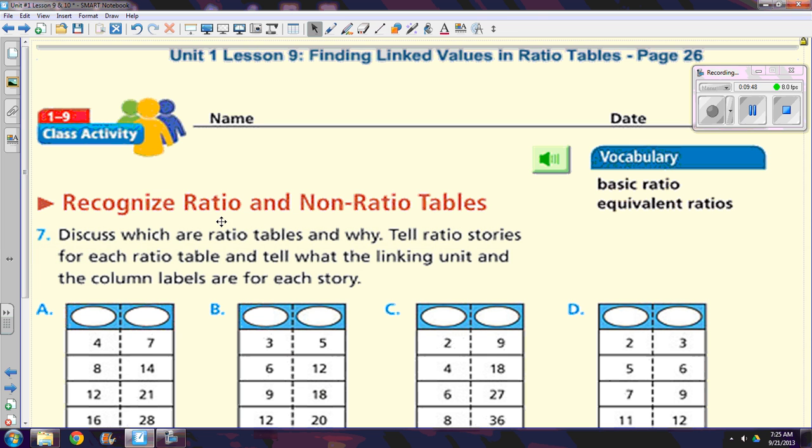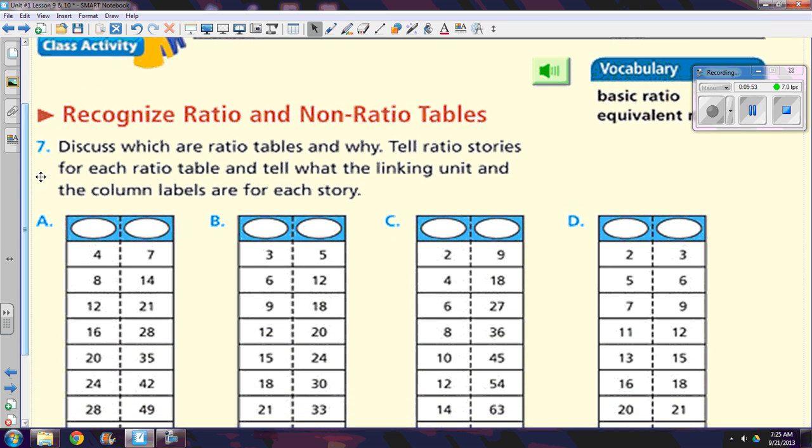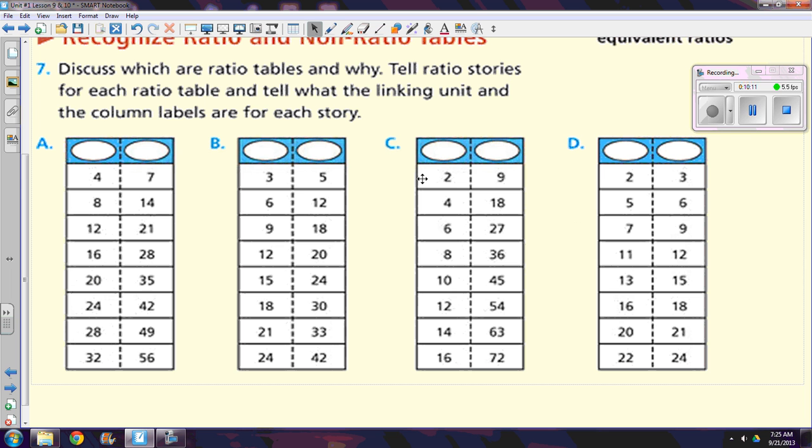There are a couple definitions we'll talk about here in a little bit. Let's look at the directions here. Recognize ratio and non-ratio tables. Discuss which are ratio tables and why. Tell ratio stories for each ratio table and tell what the linking unit and the column labels are for each story. So here you have 7A, 7B, 7C, 7D, and we are to figure out the linking unit and the labels for each column.